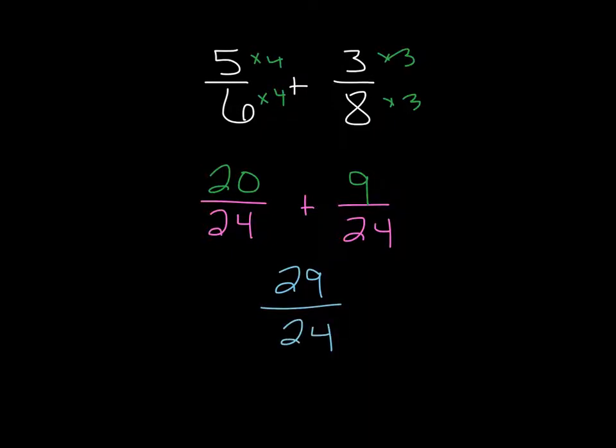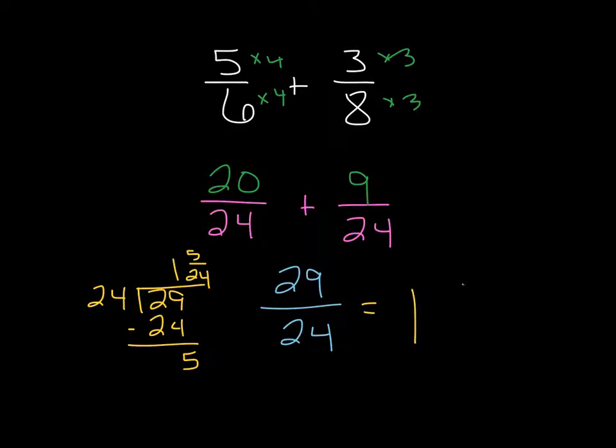which is an improper fraction. So let's go ahead and change that. 24 goes into 29 one time. We have 5 left over. So it would be 1 and 5 over 24.